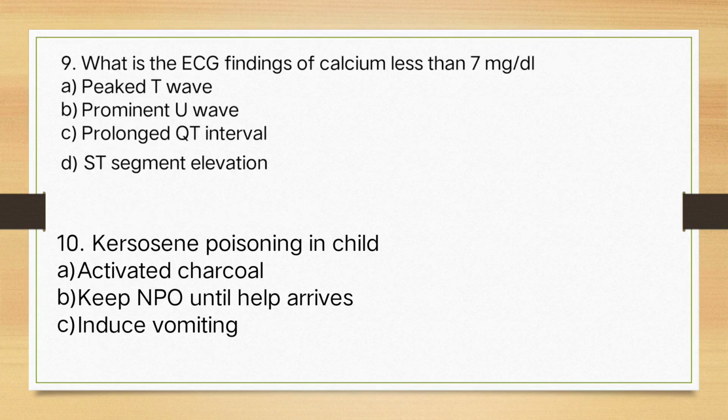What are the ECG findings of calcium less than 7 mg per dl? So hypocalcemia. The options were peaked T wave, prominent U wave, prolonged QT interval, ST segment elevation. So the answer is prolonged QT interval.